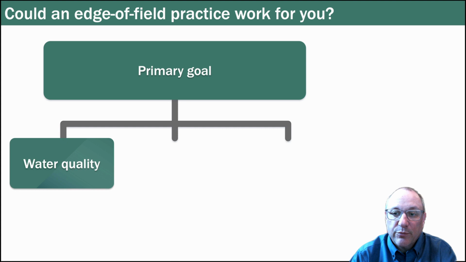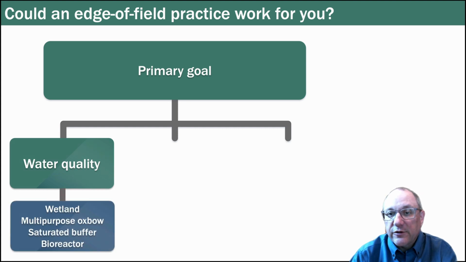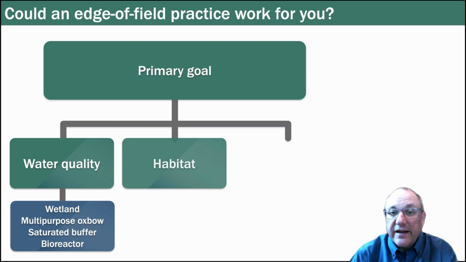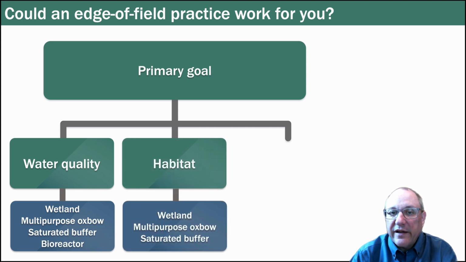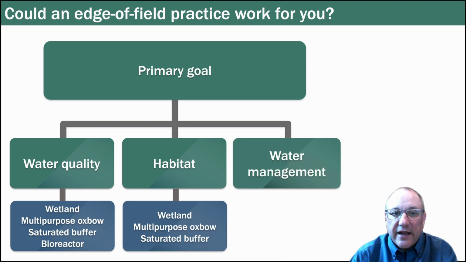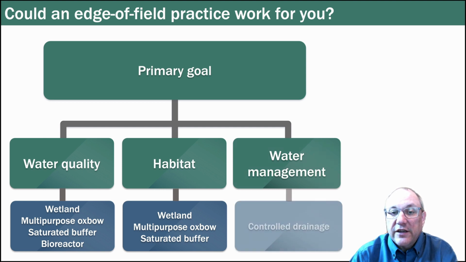If their primary goal is improving water quality, then any of these practices will work to improve water quality. If providing habitat is a primary goal, then wetlands, oxbows, and buffers are practices that will provide habitat benefits as well as water quality benefits. If the farmer is interested in adding water management capability to the drainage system to potentially help increase crop yield in some years, then controlled drainage can provide that while also benefiting water quality and can potentially also be stacked with other edge of field practices.